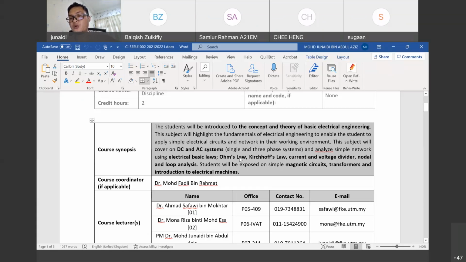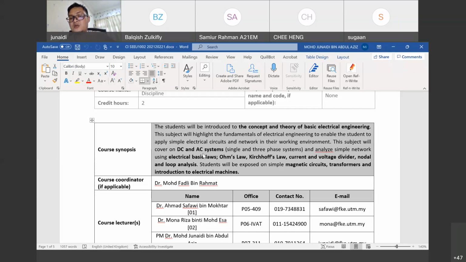For example, Ohm's law. I'm sure all of you know what is Ohm's law. Kirchhoff's law, this one I'm not sure. Most probably yes, most probably no, depending on your background. And then current and voltage divider, this one I'm sure you know how to use. Next is nodal and loop analysis. This one might be new for you. And then you will also be exposed to simple magnetic circuits, transformers, and also a little bit of introduction to electrical machines.